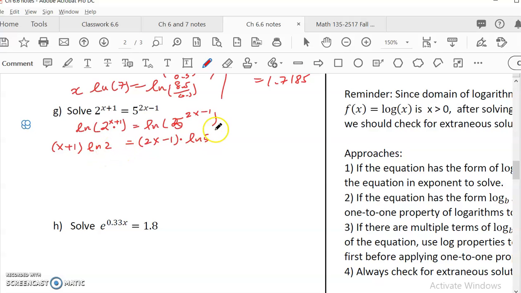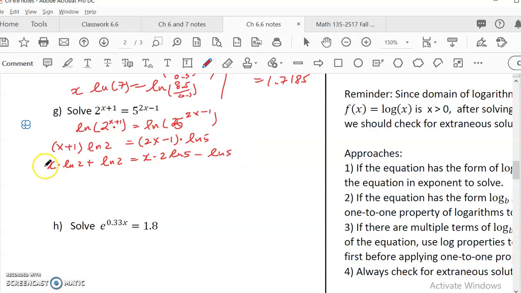Remember ln 2 and ln 5 are just constant numbers, so you're going to distribute. So you'll say x times ln 2 plus 1 ln 2, that means ln 2, equal to 2x times ln 5. We will say x times 2 ln 5, so I make the constant at the back, to avoid thinking that it is ln 2x or ln 5x, minus 1 ln 5.